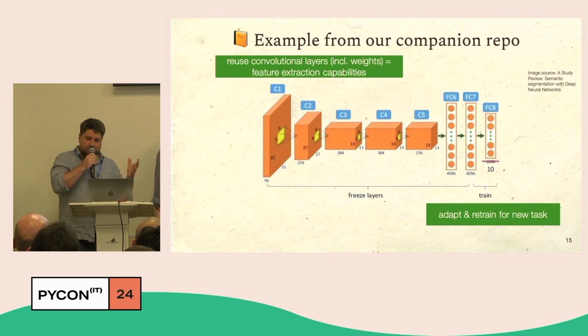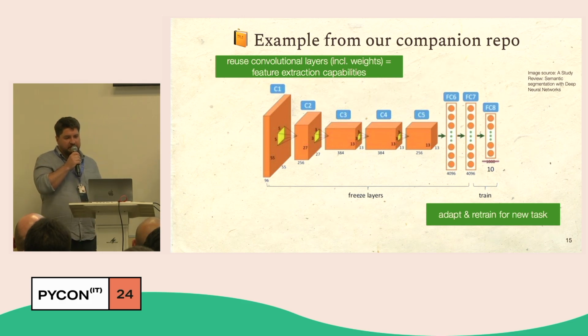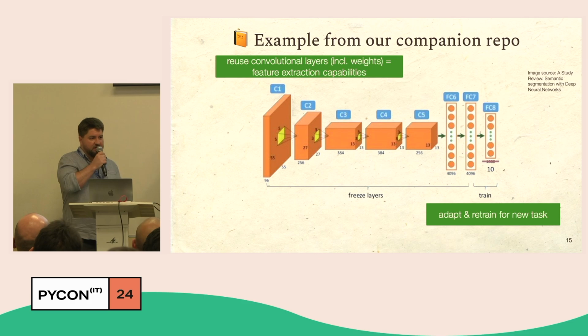So we take these first convolutional layers, including the weights, we freeze them, we take off the ImageNet specific classification part and attach a new classification part for our flower classification. And we only retrain this specific classification, reusing the weights of the convolutional layers.